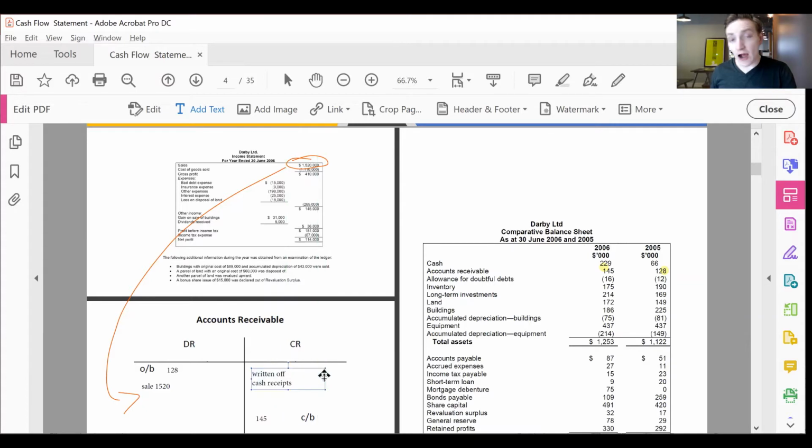Now, we're going to need to get our amounts written off so that we can back out the cash receipts. So to get the amounts written off, let's turn our attention to the allowance for doubtful debts and then go back to the accounts receivable.